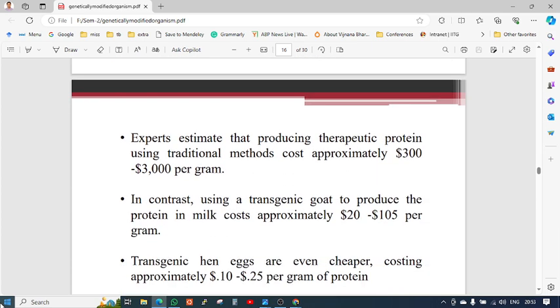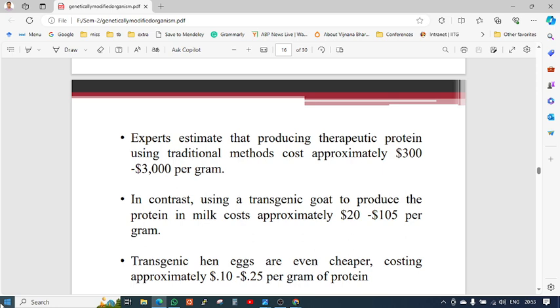Experts estimate that producing therapeutic protein using traditional methods costs approximately $300 to $3,000 per gram. See how GMO can be utilized in the production of this. Traditional methods are very expensive. One issue is expense, and the second is non-availability with traditional methods. Demand is high, so we are forced to produce with GMO, which makes it easy to obtain.